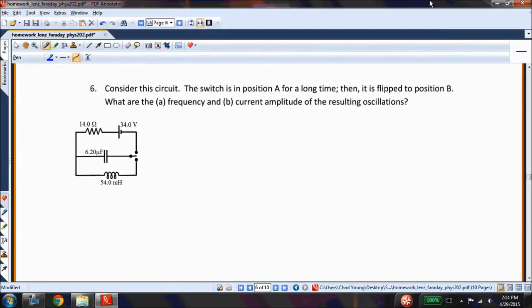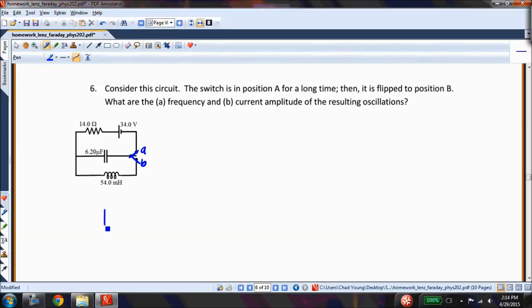Okay, well this problem number 6 is really very similar to the previous question. Considering this circuit, the switch is in position A for a long time, then it's flipped to position B. Oh, I'm sorry, I didn't have the A and B here, so this is A and this is B. So it's in position A for a long time. That means that the capacitor gets charged, and then it's flipped to position B.